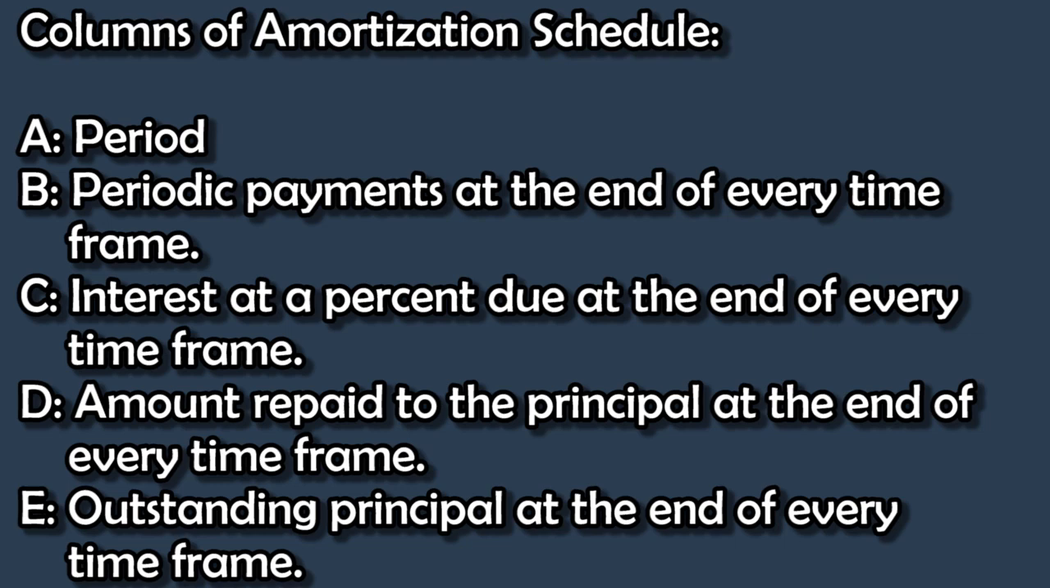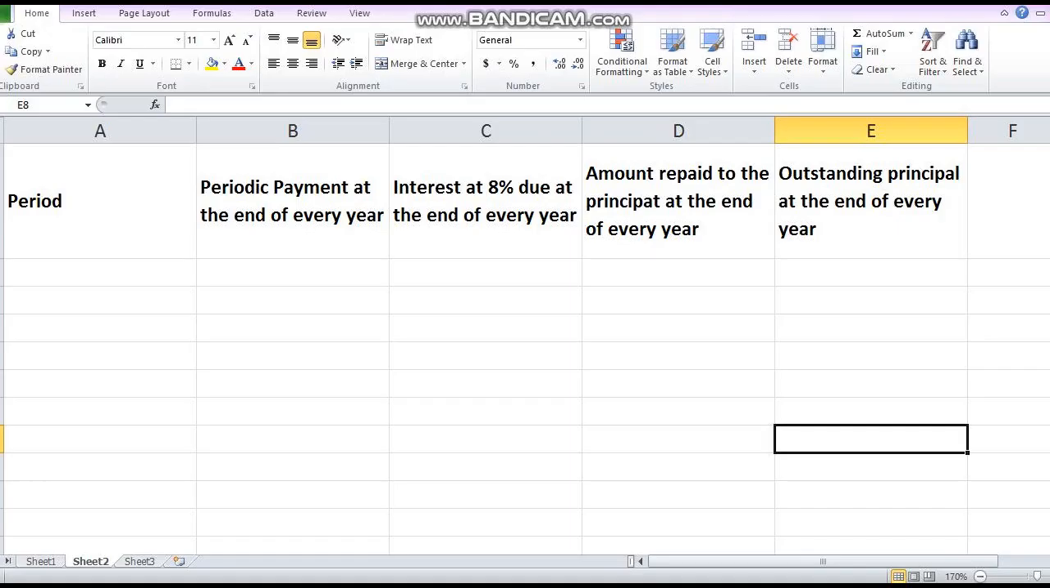Now, the amortization schedule consists of several columns. We have A, B, C, D, E. A is for the period. B is the periodic payments at the end of every time frame. C is the interest at a certain percent due at the end of every time frame. D is the amount repaid to the principal at the end of every time frame, and E is the outstanding principal at the end of every time frame. The table would look like this. So we have the periodic payment at the end of every year, interest at 8%, amount repaid, and outstanding principal.